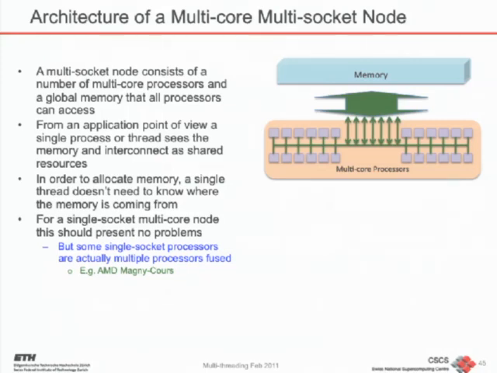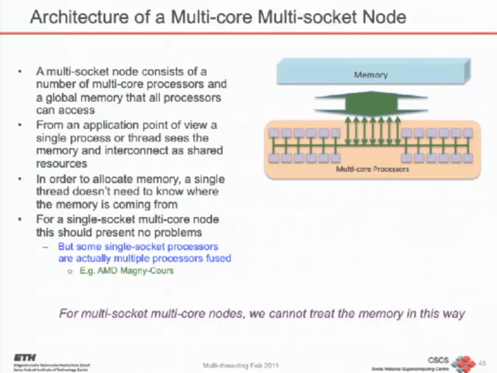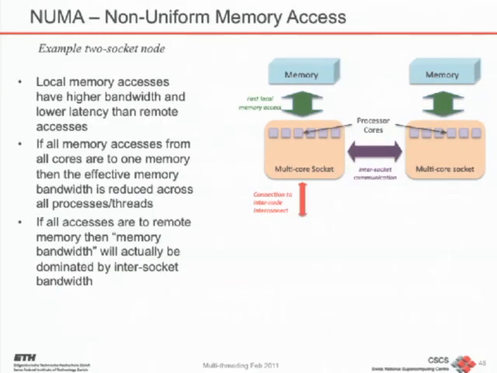But in most cases you don't have that, and in particular, even if you have a single socket many-core, it's a little bit different. Because what we actually have here is something called non-uniform memory access, NUMA. How many of you have heard of NUMA before? Okay, a fair few. Right, I'm going to go over it anyway for those who haven't.